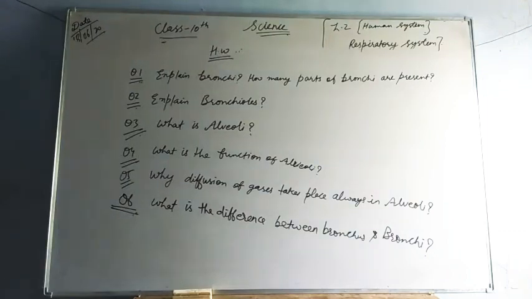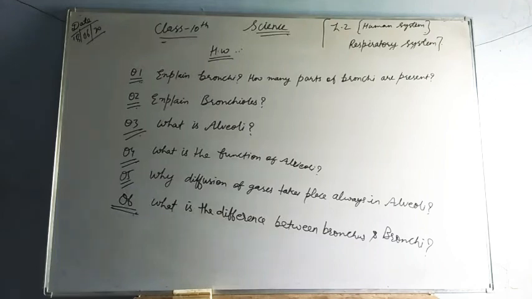The question number 1 is there. Explain bronchi, in 1 or 2 lines. Whatever you will be able to write in those lines. The question number 2 is also added along with it, and that is how many parts of bronchi are present. I have told you there are 3 parts: primary bronchi, secondary bronchi and tertiary bronchi. The second question is there. Explain bronchioles. What do you mean by bronchioles? That thing you have to write down, and you have to write this in 1 or 2 lines only.